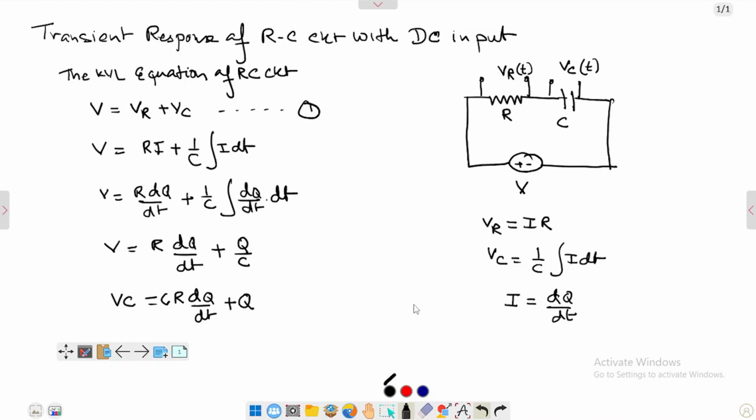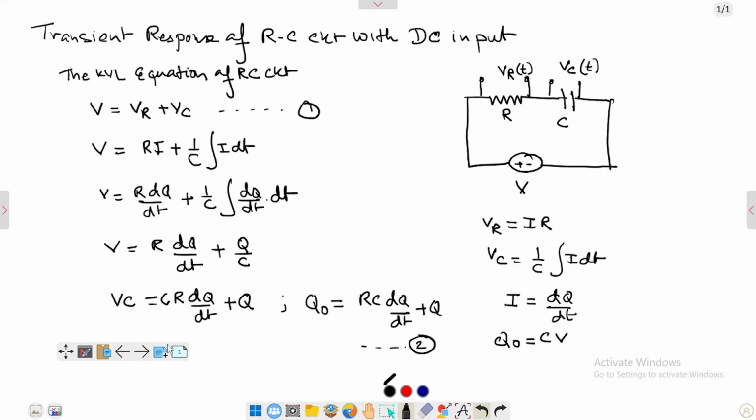Now we know that the total charge that can be accumulated in the capacitor can be represented as q equal to CV. So I will write down this one as q naught. So my final equation, I can write down, q naught is equal to RC dq by dt plus q. So that's my equation number 2. Now I have to solve this equation.